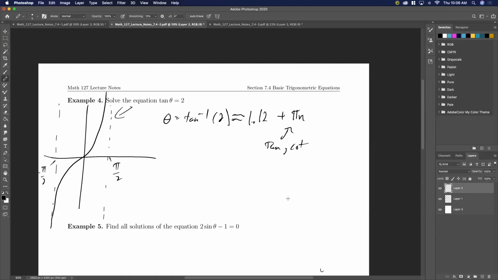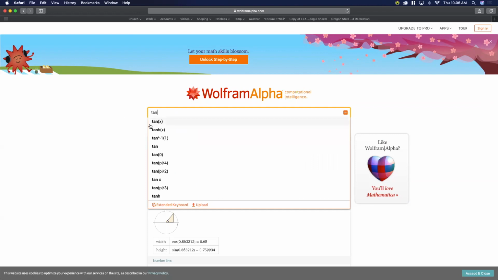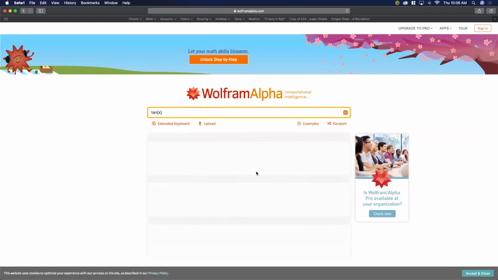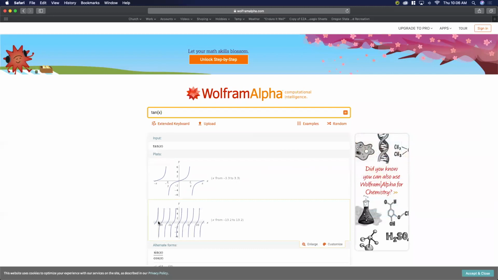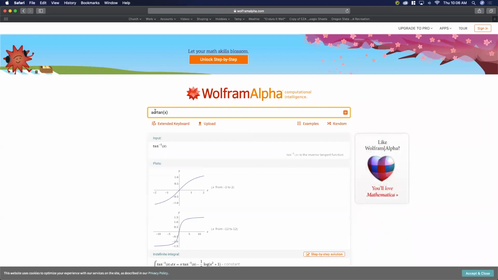So for tangent and cotangent, let me pull up the graphs. That way it makes it very clear. Tangent x, wow, it just goes on. And in fact, let's type in the arctangent graph so we can see it real clear. So arctangent looks like this, and it goes on forever.